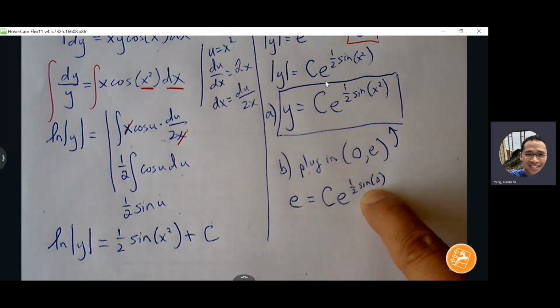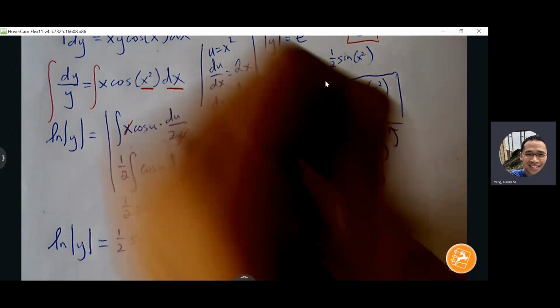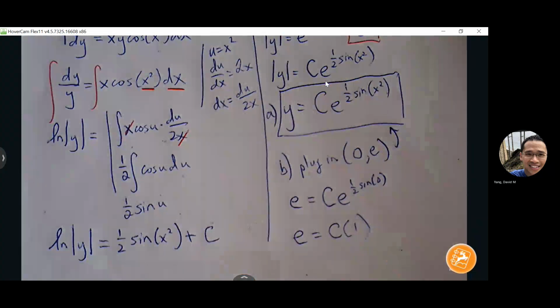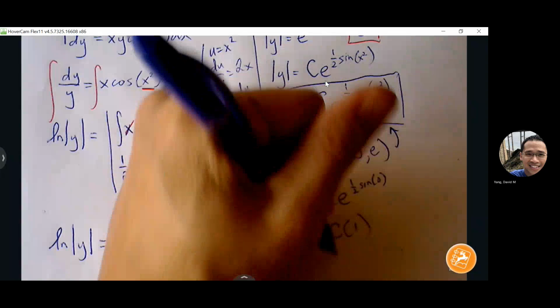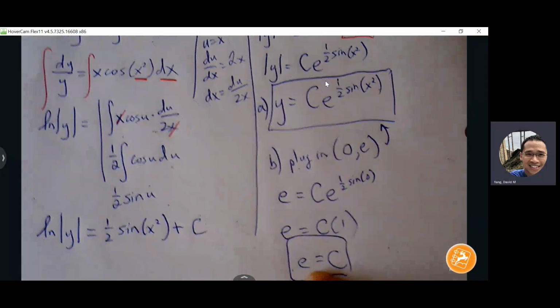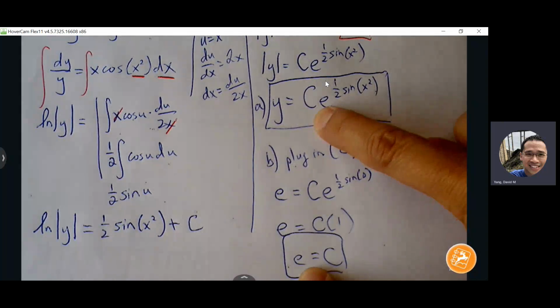Okay. Sine of 0 is just 0. E to the 0 is 1. So c is equal to e. Now I'm going to just insert e back into my equation.